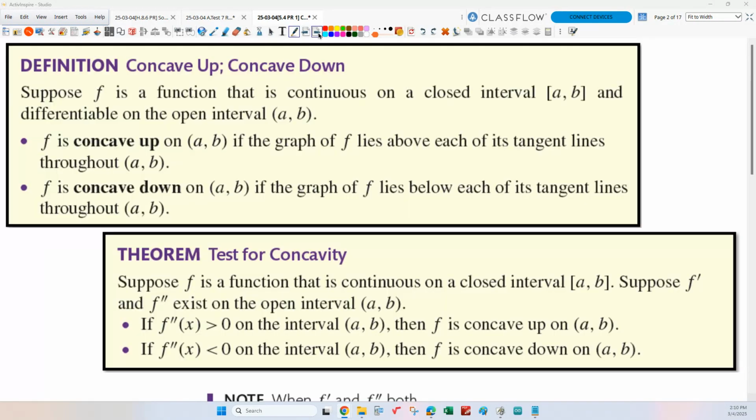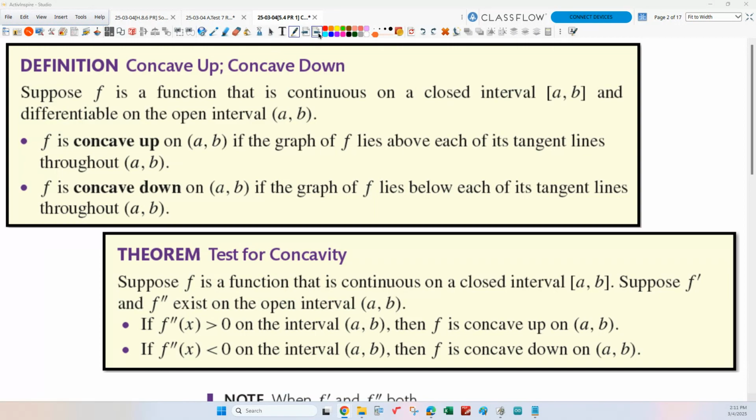So some stuff we need to know then. And this is right out of your textbook. Important definitions. Definition from yesterday: definition of concave up and concave down. What about concavity? Now, and this is important here, if f is a function that's continuous on a closed interval and differentiable on the open interval.